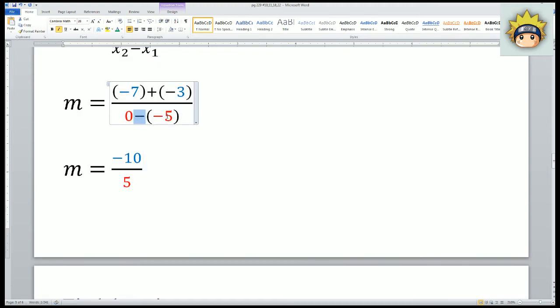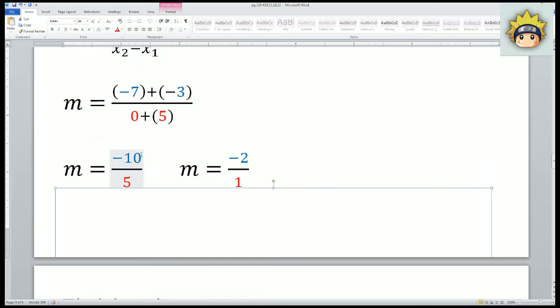Because a minus a minus just becomes an add. Good? So negative 10 divided by 5, I can simplify that. That can be simplified into negative 2 over 1. Right? Because you can divide the top and the bottom by 5. Or in other words, you could pull out the GCF of 5.